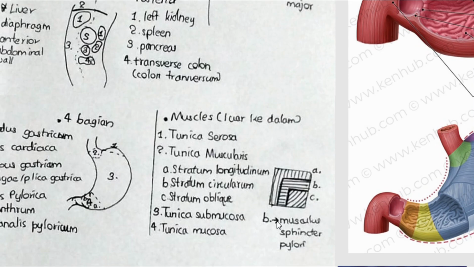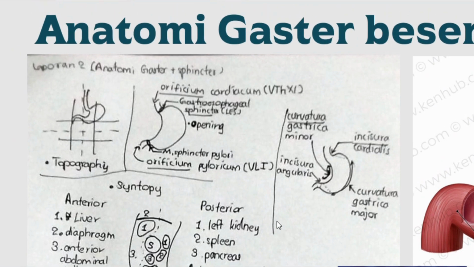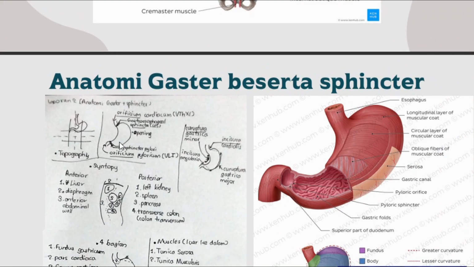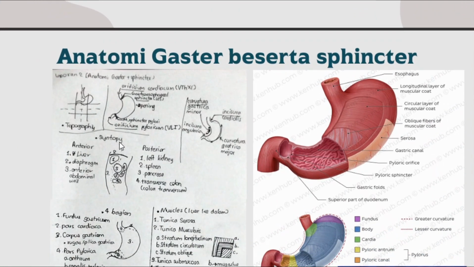So by that, we will move on to the two sphincters that can be found at the stomach. So the first one is the gastroesophageal sphincter, which is at the junction of the esophagus and stomach. And also we have musculus sphincter pylori, which is at the junction of the stomach and the duodenum.